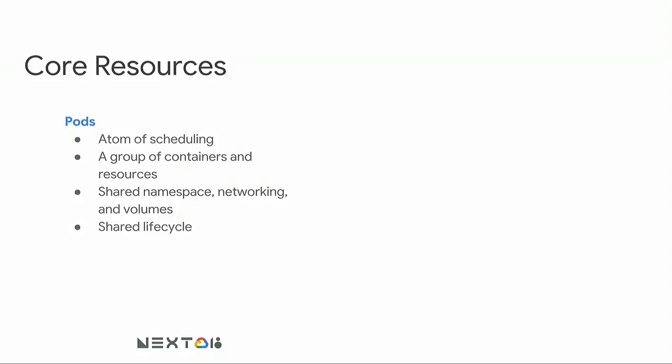So a pod is basically an atom of scheduling. It's a set of containers, some volumes, and the compute resources, memory and CPU, that go along with that. Kubernetes is a declarative API. So when you create a pod, you specify those things, and the system goes ahead and makes sure that pod gets scheduled and created as you specified it.